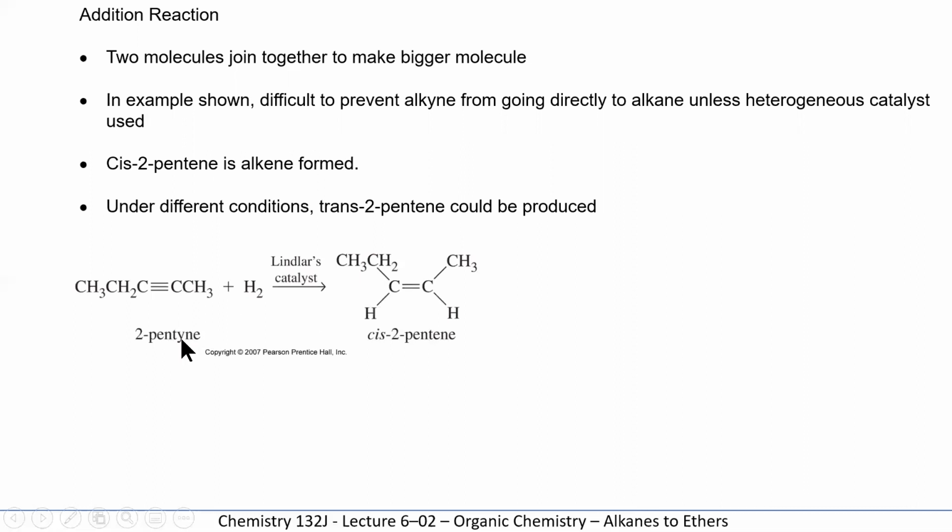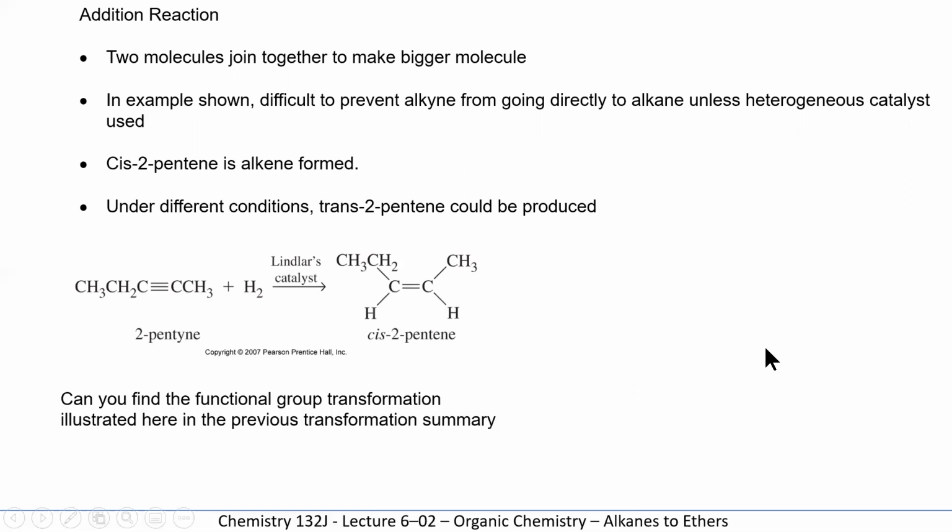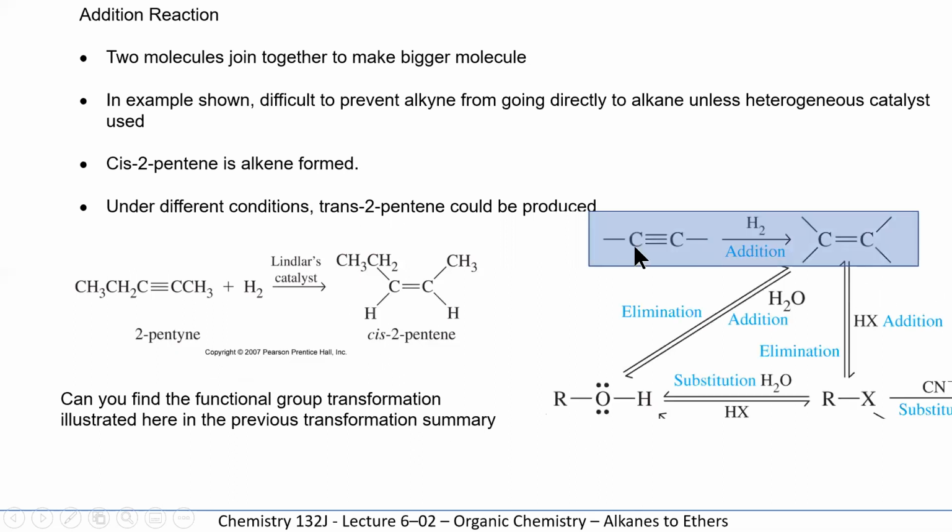So here's an example of a catalyst called Lindlar's catalyst. It's used to add hydrogen to an alkyne, in this case 2-pentyne. And we note that the hydrogens are on the same side in this example here, so we call the product that's made cis-2-pentene. So now if we go back to that original figure that we showed, you can see that here is the pathway that we're investigating. We are adding hydrogen to an alkyne to make an alkene.